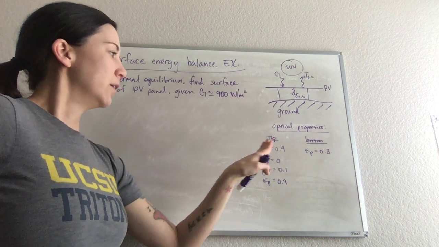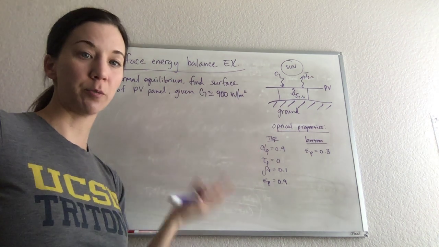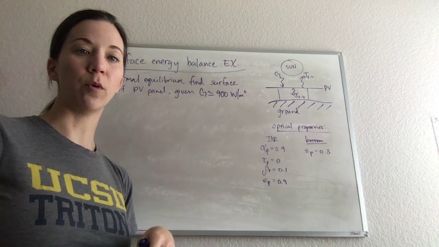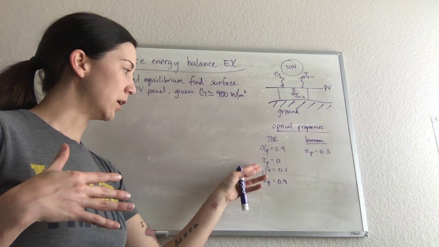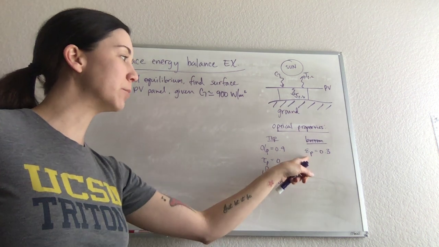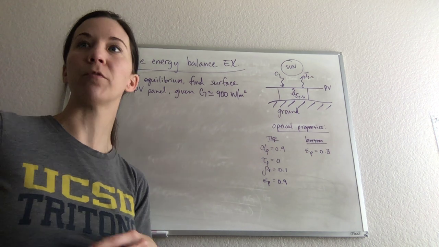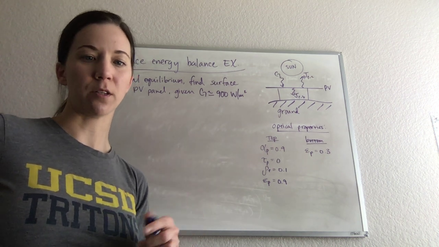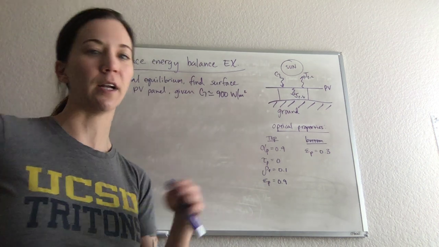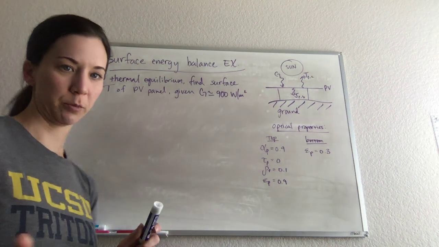But anyway, for the optical properties for the top, we have alpha, that's the absorptivity, is 0.9. The transmissivity is 0, so nothing's going through. The reflectivity is 0.1 and the emissivity is 0.9. However, the emissivity of the panel on the bottom is different because it's a different material. And if you remember from the lecture, optical properties are a material property. So because it's a different material, it has a different optical property. Anyway, let's actually do the example now.